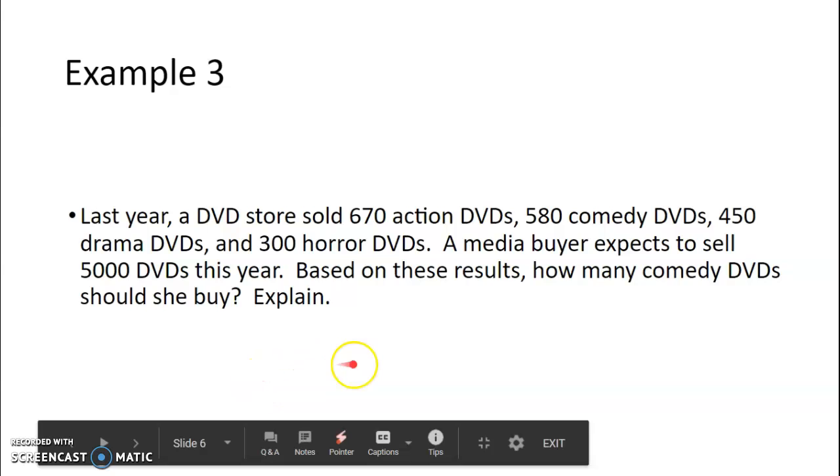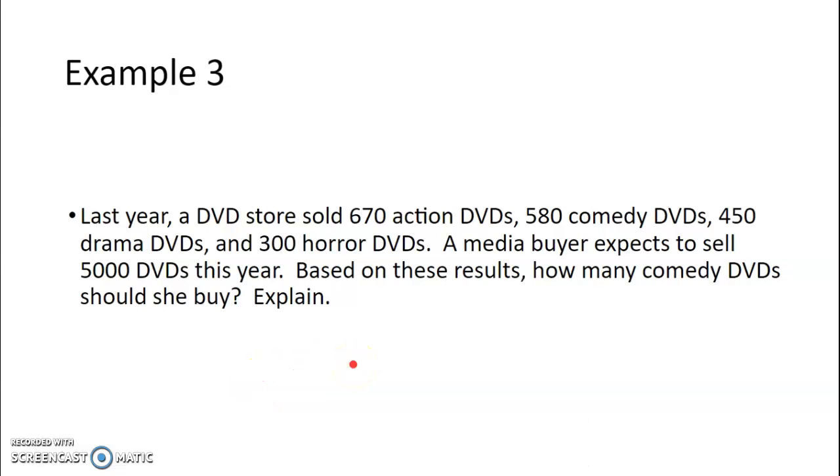All right, one more example we're going to look at here. This one's a little bit interesting because you're going to have to use our knowledge of proportions to solve it. So let's read the problem first. It says, last year a DVD store sold 670 action DVDs, 580 comedy DVDs, 450 drama, and then 300 horror DVDs. A media buyer expects to sell 5,000 DVDs this year. Based on these results, how many comedy DVDs should she buy? And then we're supposed to explain the answer.